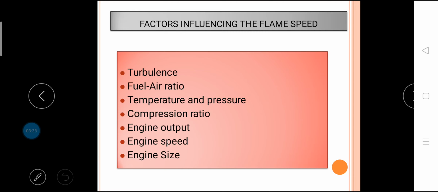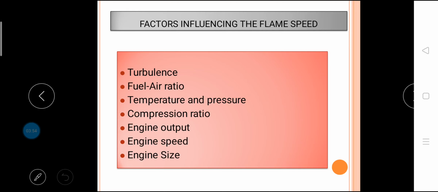Compression ratio. A higher compression ratio increases the pressure and temperature of the working mixture, which reduce the initial preparation phase of combustion and hence less ignition advance is needed. High pressures and temperatures of the compressed mixture also speed up the second phase of combustion.